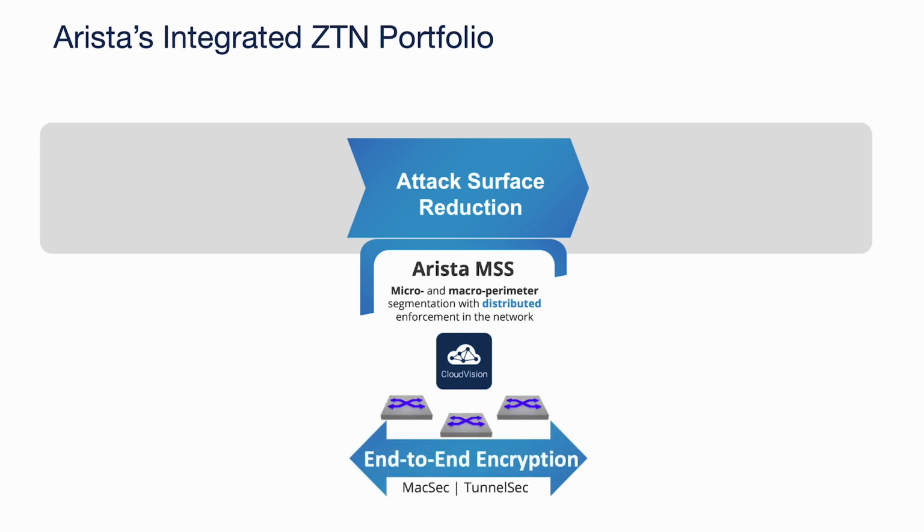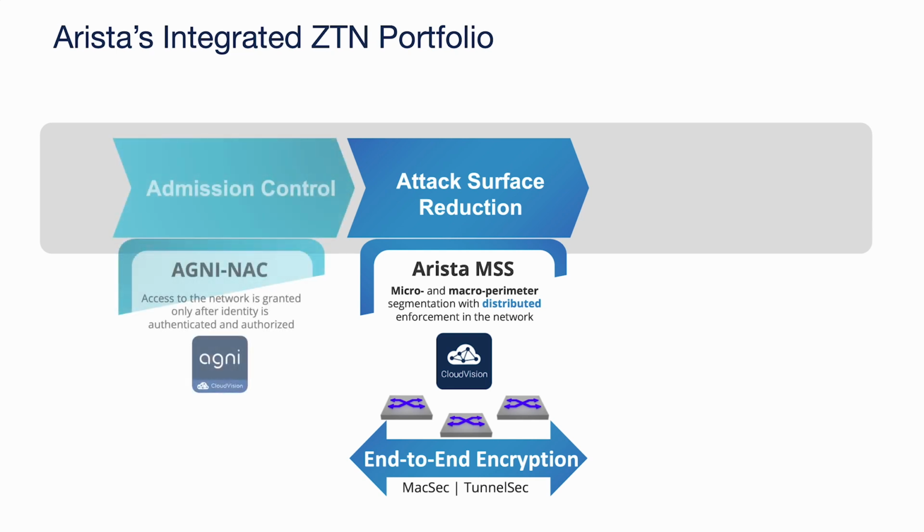That identity comes from our CloudVision Agni solution, or CV Agni. CV Agni integrates with a variety of third-party identity and access management solutions, configuration management databases, and ITSM solutions. It takes that information and can feed that both into segmentation, but also provide admission control capabilities. We also have encryption that provides end-to-end encryption from switch port to switch port.